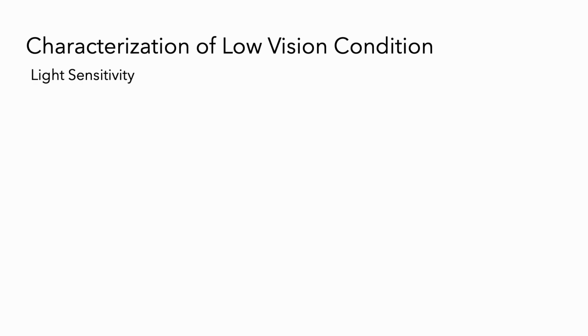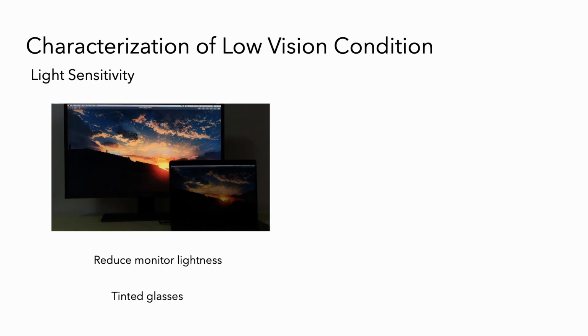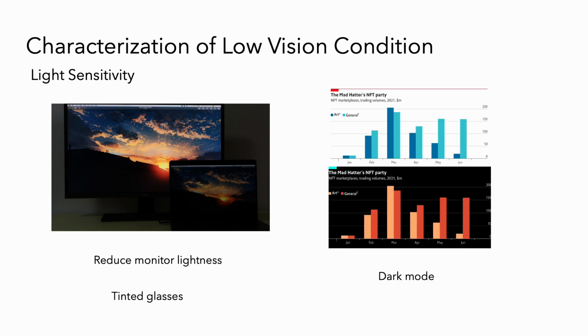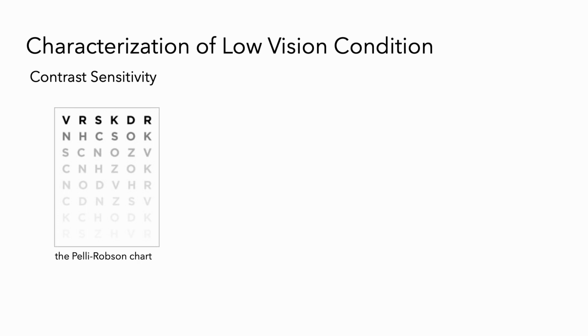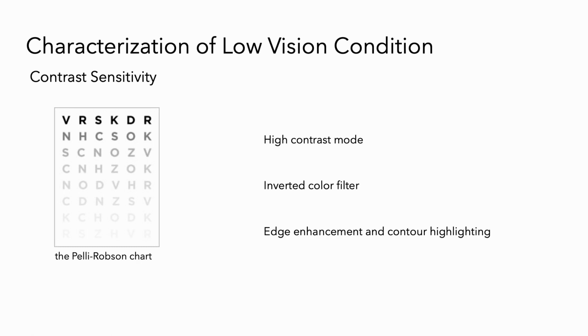Light sensitivity describes a condition that makes a person shield their eyes from light to prevent eye pain. Viewers may reduce monitor lightness to ease the symptom, and tinted glasses can also help. Dark mode, which changes the content from using bright colors to dark colors, is the most useful technology that provides help. Contrast sensitivity measures people's ability to distinguish objects from their background and perceive details in low contrast scenes, tested with the Pelli-Robson chart. Existing technologies that support people with low contrast sensitivity include high contrast mode, inverted color filter, edge enhancement, and contour highlighting.